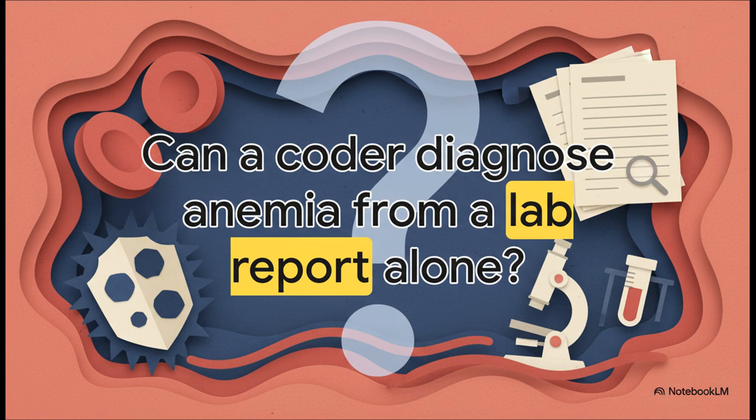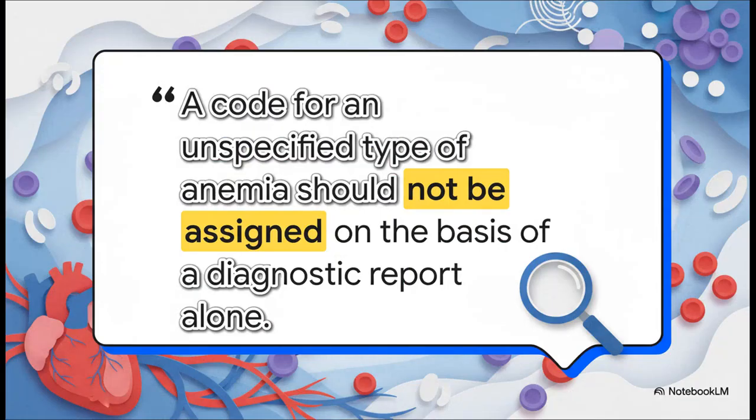Imagine you're a coder, and you see a lab report. The hemoglobin is low, the hematocrit is low. It's screaming anemia, right? So can you just go ahead and assign the code? What do you think? And the answer, coming straight from the official guidelines, is a hard no.